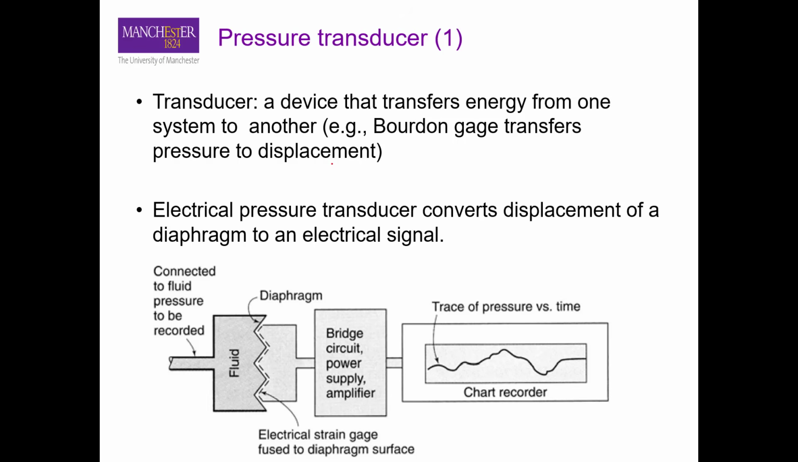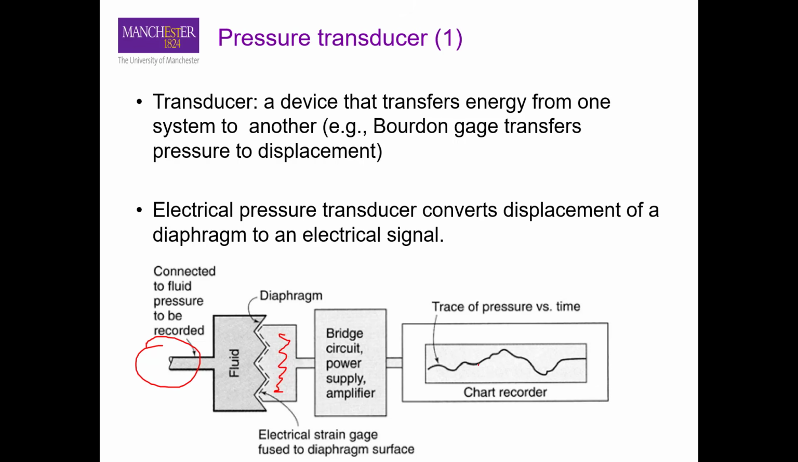In industry, we use mostly electrical pressure transducers. It means that the electrical pressure transducer converts the displacement of a diaphragm to an electrical signal. So here you have the system where the diaphragm is connected to a vessel with the fluid. As this fluid exerts pressure, the diaphragm moves or shows deflection, and that deflection is converted into an electrical signal.